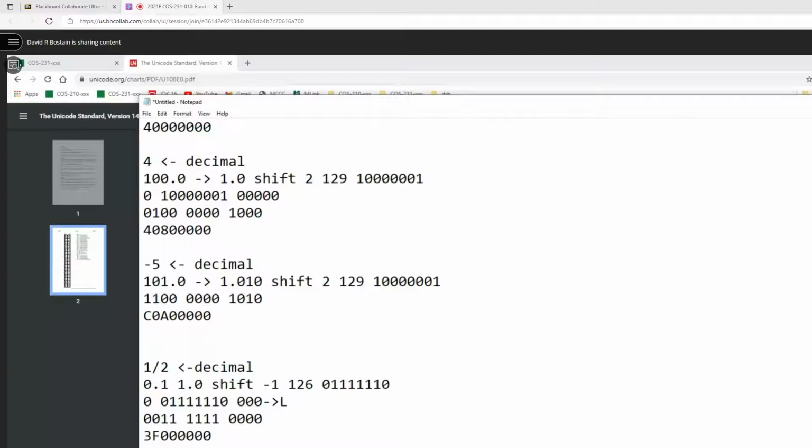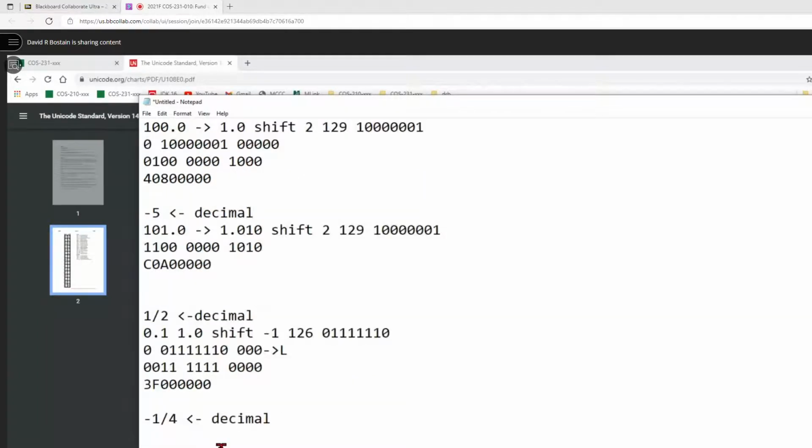Okay, you should be well underway on this. 1/4 is encoded as 0.01. So we need to make it look like 1.0. So how many? Patricia? -2, right. Sorry. It's in a negative direction, yep.